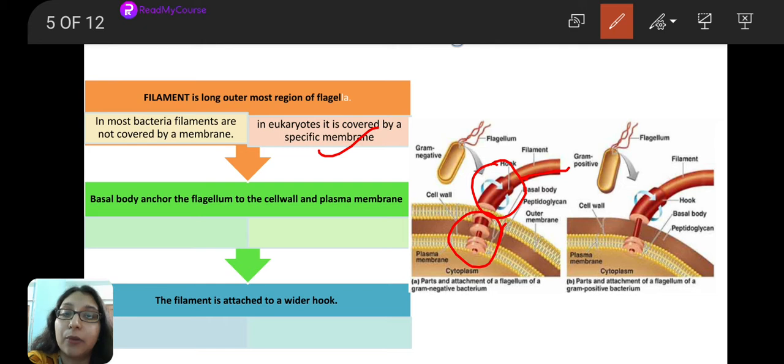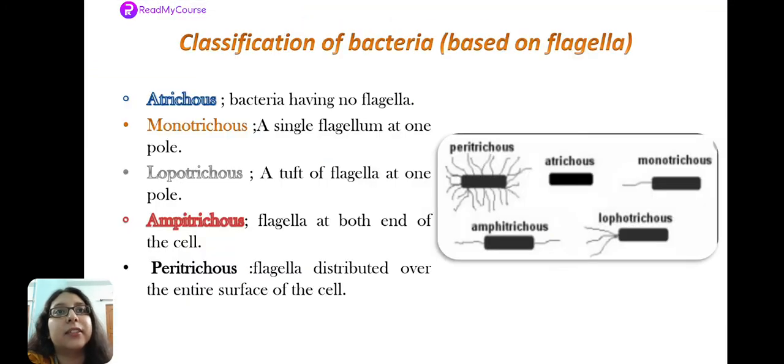Okay, it is membrane bound. But in most of the prokaryotic cells, for example in bacteria, when flagella is present, they are usually not covered by any membrane, right? Basal body and hook we have already understood. Now moving to the next slide.